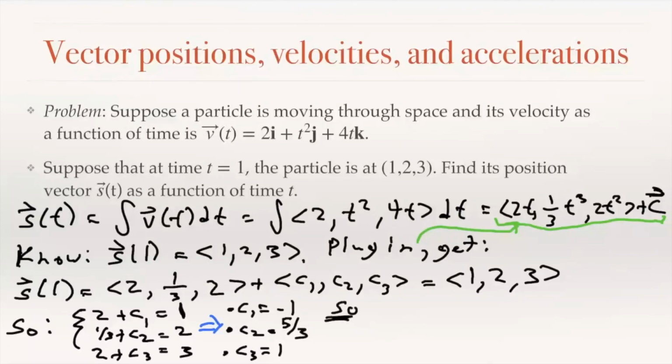So we have thus solved for the general position vector. Plugging these back in, our general position vector is 2t minus 1, comma, 1/3 t cubed plus 5/3, comma, 2t squared plus 1.